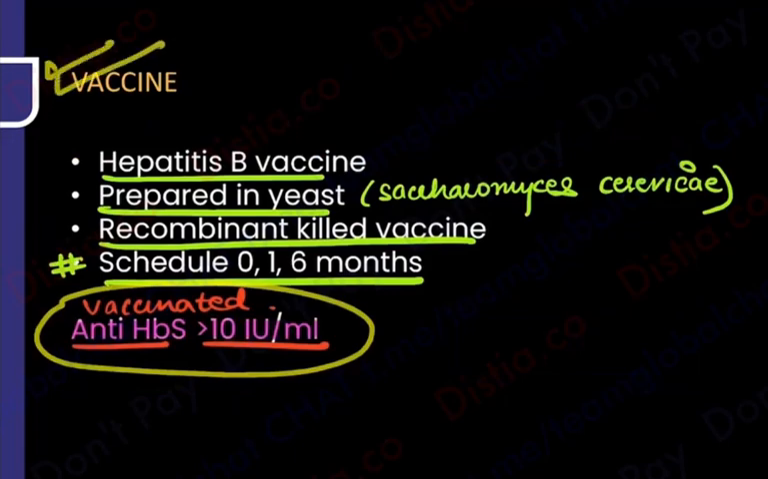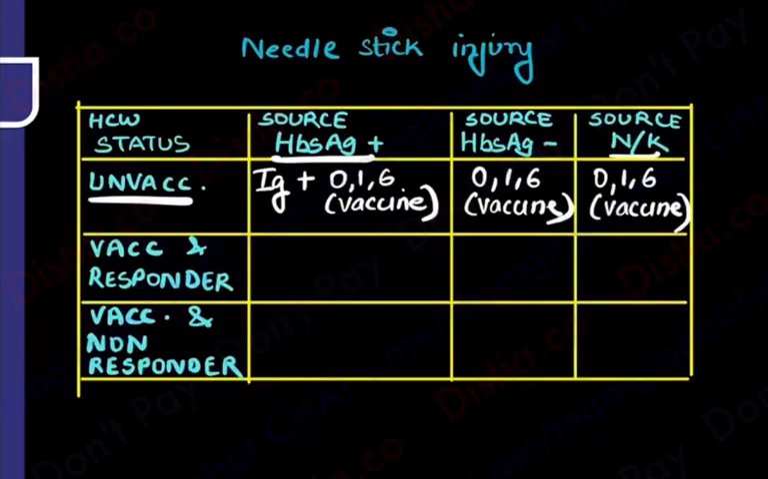If you are vaccinated and your antibody titer is more than 10, you have responded. If it is less than 10, like in my case, which I'm sharing with you, when I had a needle prick injury, my antibodies came down to less than 10. I don't know why, although I know I was vaccinated in my childhood, there are 4% of people who don't make antibodies. That is when I sat and read about it. So I came under the non-responder category. So remember, you can be vaccinated and a responder, or vaccinated and a non-responder.